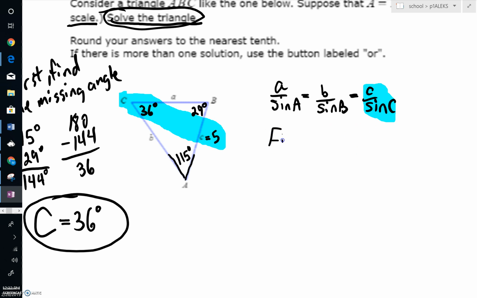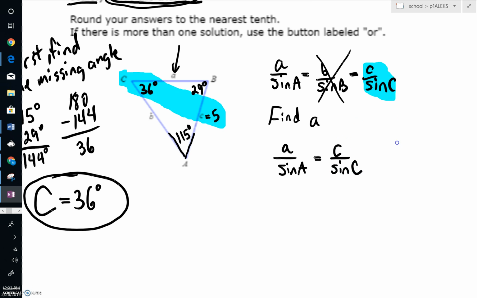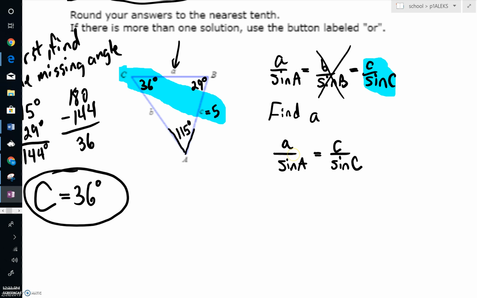So first, let's find A. I need to find side A. It's right here. Ignore side B. We're going to get to that in just a moment. But you can see where we're going. We'll have A over the sine of angle A will equal, in blue, we had little c all over the sine of angle C. And now what you will need to do is plug in the information that you have.